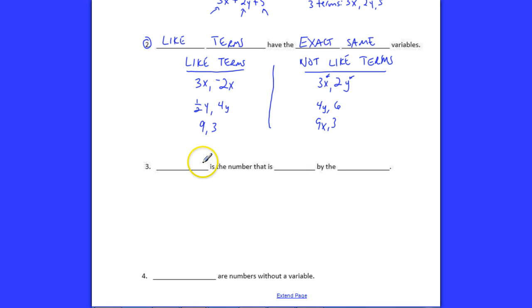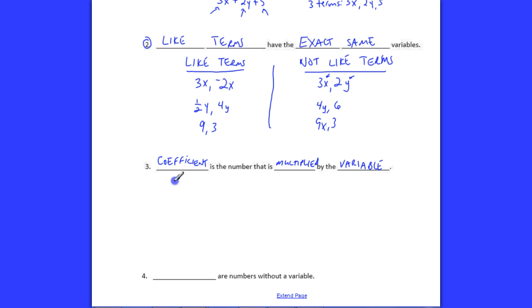Number 3, here's a big math word that you'll hear me say: coefficient. Sorry, coefficient. Forgot how to spell it for a moment. A coefficient is the number that is multiplied by the variable. It's basically the number in front of the variable.